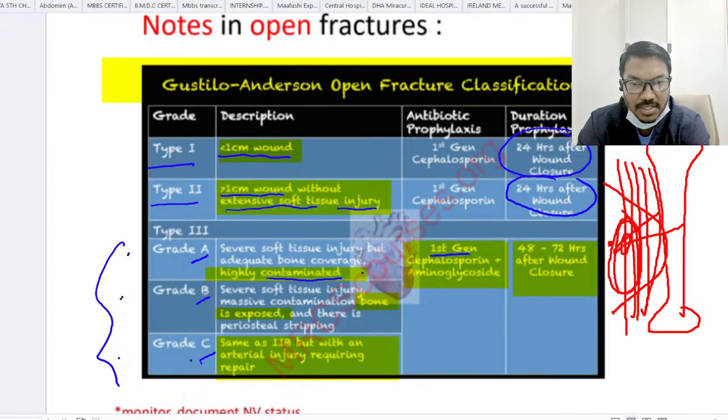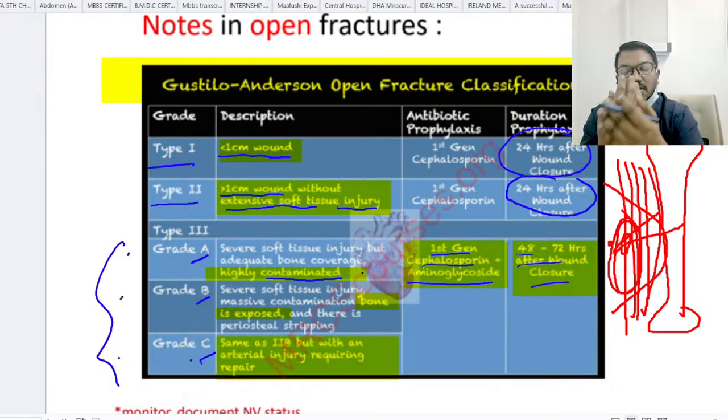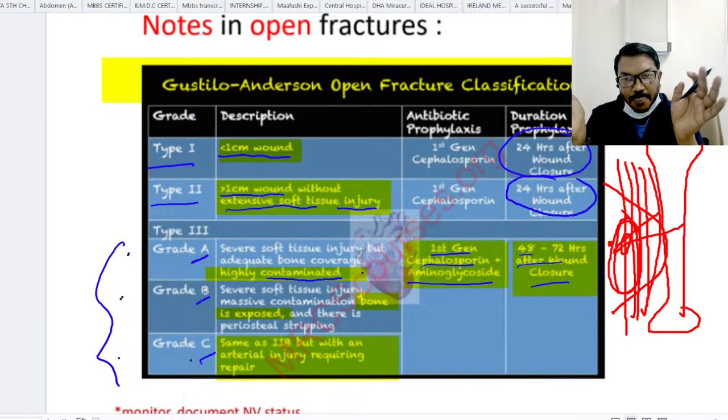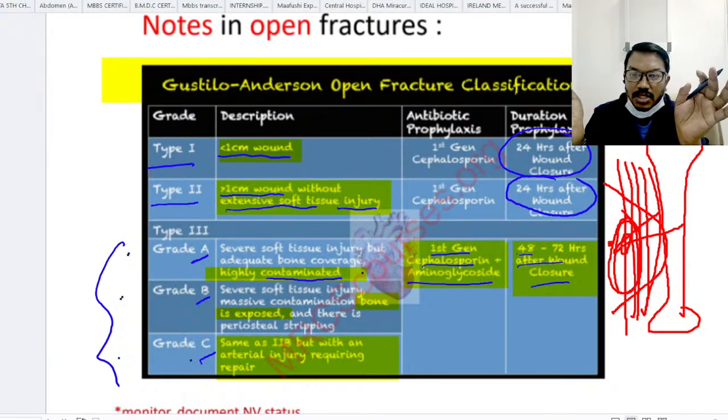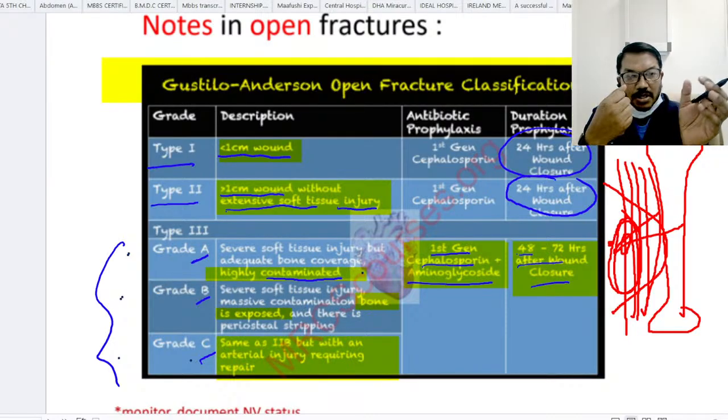Here we have to give first generation cephalosporin and aminoglycoside antibiotic, and 48 to 72 hours after, wound closure. We can close the wound after 3 days because first we need to take care of the infection. Grade A highly contaminated, but bone is covered with the muscle. Okay, bone is not exposed. In grade B, severe soft tissue injury, massive contamination, and bone is exposed, and there is periosteal stripping. Means bone also open. If we see the picture, it will be more clear.